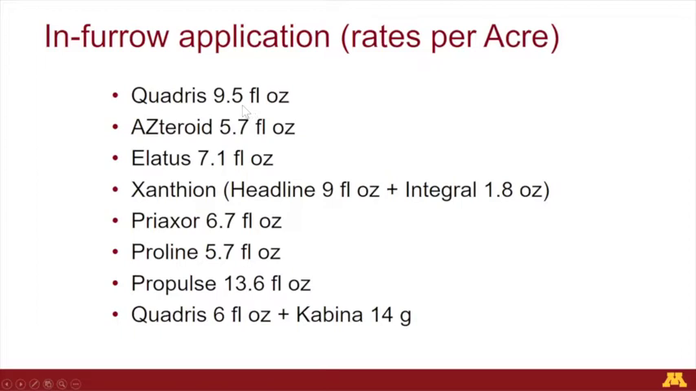Based on some lab studies, we could see some isolates of Rhizoctonia are not really that sensitive to azoxystrobin, but still you could manage with the regular rate of Quadris. But again, this is just for experimental purposes. I would like you to use 9.5 fluid ounce in the real world.